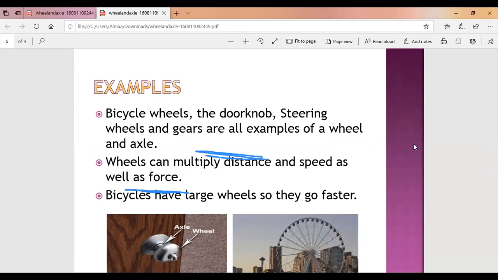So bicycle is an example for you because bicycle has two wheels, okay? One of them in the front side, and one of them in the back side, okay? And doorknob, okay? Doorknob is an example of the wheel, okay? In addition to that, I told you a very, very familiar example. We are using this every day, the sharpener. Sharpener has a rotating wheel, and it has an axle inside it, okay? So those are examples of wheel, okay?